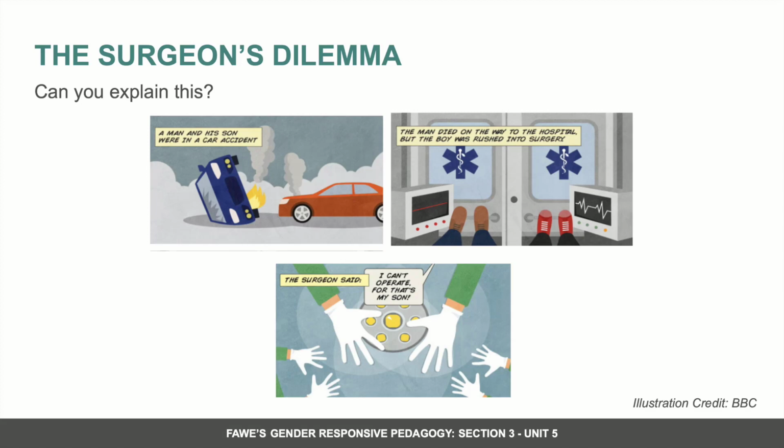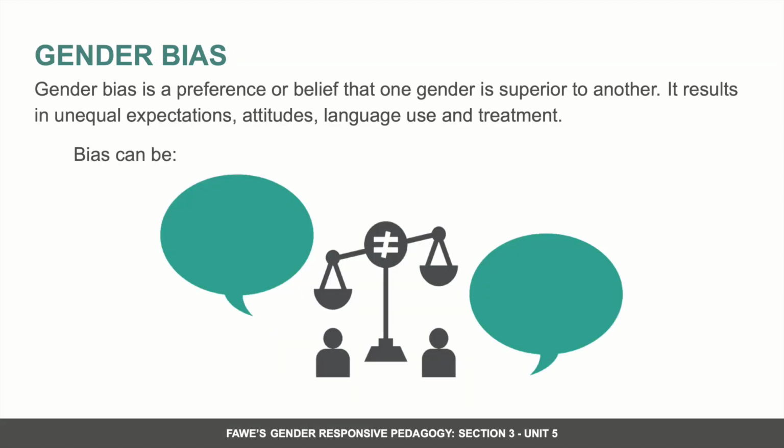Gender biases are pervasive and can be deeply entrenched. It requires deliberate effort to transform them. Gender bias is a preference or belief that one gender is superior to another. It results in unequal expectations, attitudes, language use, and treatment. Bias can be conscious or unconscious and may manifest in many ways, both subtle and obvious. Gender bias is something we all have due to our social conditioning. It is important to become more self-aware so that we can work on unlearning and overcoming our biases.